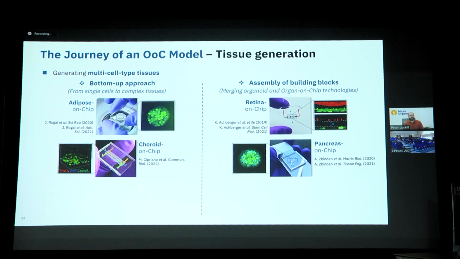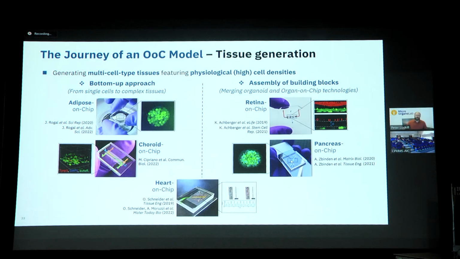And so, especially for our cardiac models where we have post-mitotic cells, we had to come up with a way of generating these multi-cell type tissues with very high physiological cell densities. And we came up actually with two ways. One is a bottom-up approach, and the other is the assembly of building blocks approach. And I'm going to show you that now.